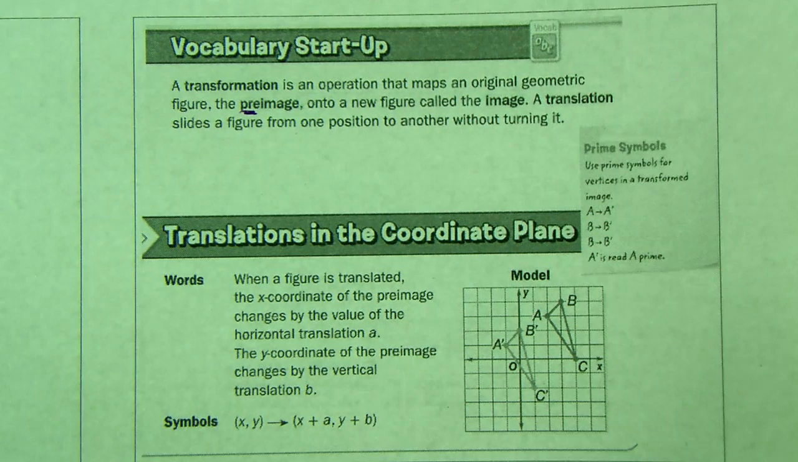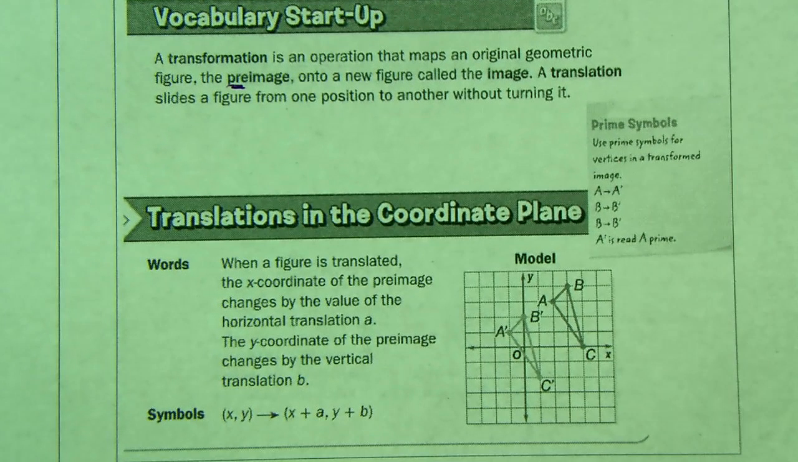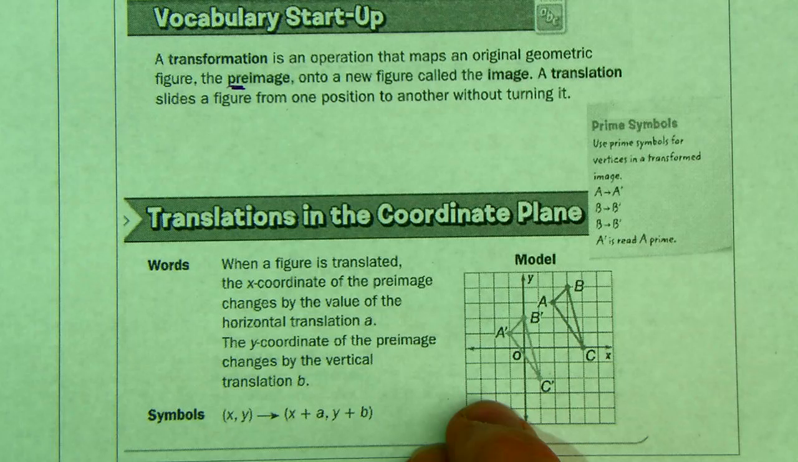Translations are the most basic transformation because it is simply what we referred to in probably when you were younger as a slide. So the orientation of the actual figure doesn't change. It's going to look in the same orientation. They don't turn it, they don't flip it. It is simply taken from one place to another by sliding it.